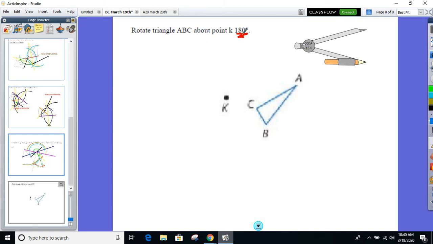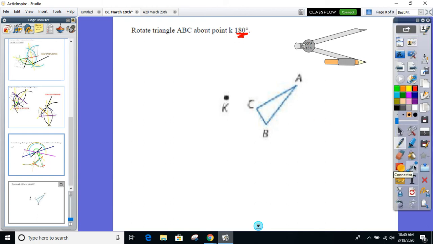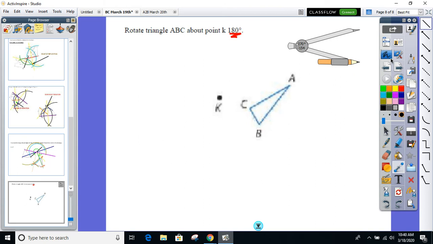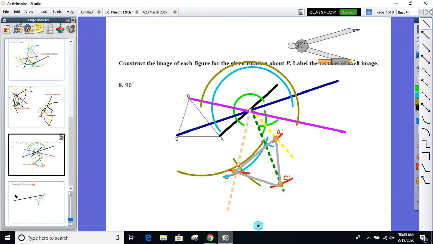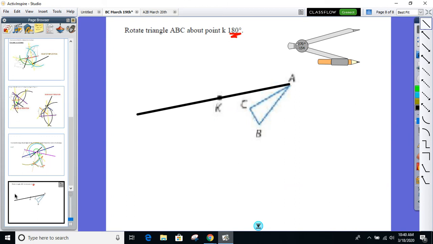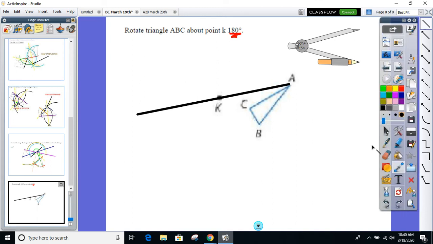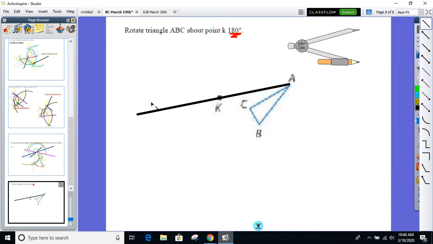All right, 180 degrees. It's not going to be that bad. So let's start off the same way we did before, which is let's do point A. So I'll connect A through K. Remember in the last one, I needed a 90-degree angle. Well, now I need a 180-degree angle. I think we did it already. Because remember, a straight line is equal to 180 degrees.